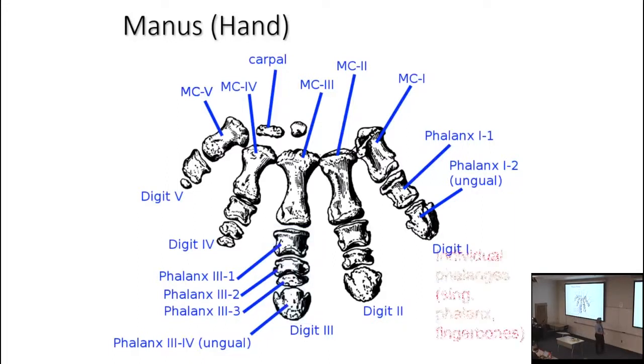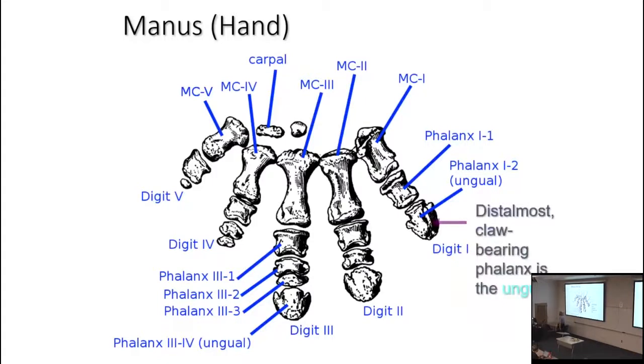It's comprised of individual phalanges. The singular of phalanges is phalanx. The plural of phalanx is phalanges. Those are individual finger bones. And finally, for the hand, and for this lecture, well, it's for the live part of this lecture, the distal-most claw or hoof-bearing phalanx is called an ungual, or claw bone. So the ungual is a phalanx, but it's the distal-most one if it actually has a nail or a claw or a hoof on it.